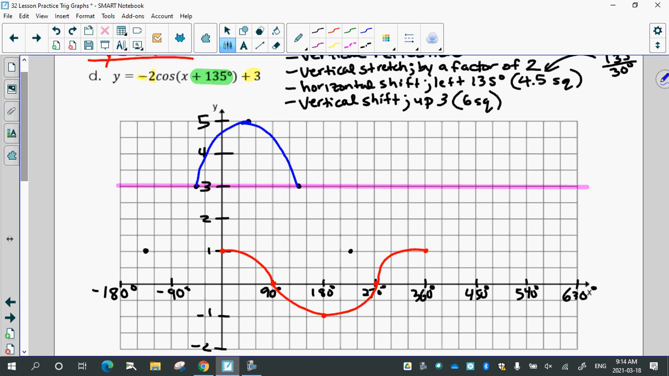And then starting a smile. So there's my one cycle. Does it match all these indicators? Vertical reflection, yes, it's upside down compared to this one. Stretch vertically, yes, it takes up more room vertically than the red one did. Is it left? Yes, it's more left than the red one. And up, yes. Okay, so you can go and check that the words match the picture.